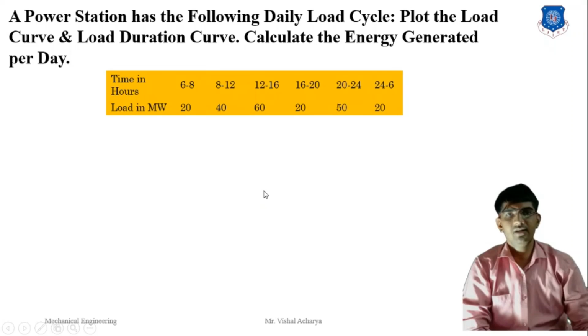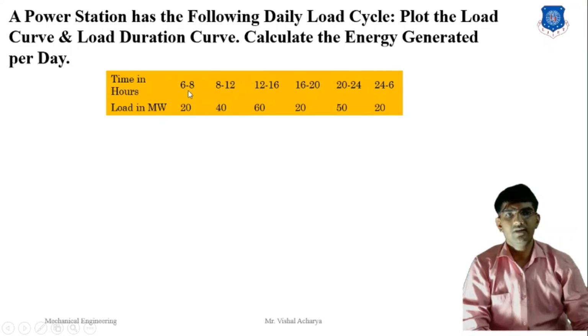Today we will discuss numericals related to economics of power generation. Our first numerical: a power station has the following daily load cycle. Draw the load curve and the load duration curve. Calculate the energy generated per day. Here the given data is time in hours and load in megawatt.